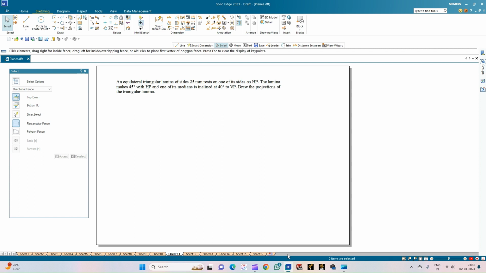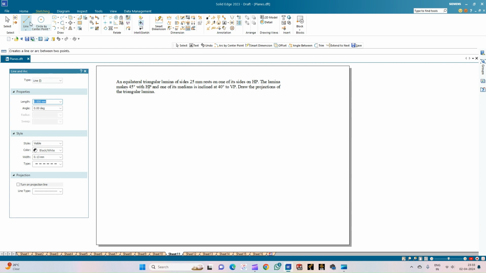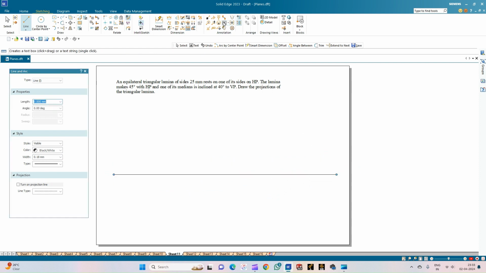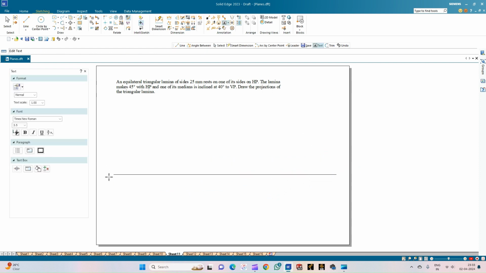So please make a note, this is not the edge on which it is resting which is inclined to VP, but it is one of the medians of the triangle which is inclined to the VP at an angle of 40 degrees. So now we will execute the solution of this problem. We'll begin with selecting the line option, ensure it is a line of continuous type, and then let us draw the XY line of any arbitrary length and annotate this line as X and Y. So this is X and this is Y. And the plane above the reference line is VP and the plane below the reference line is HP.